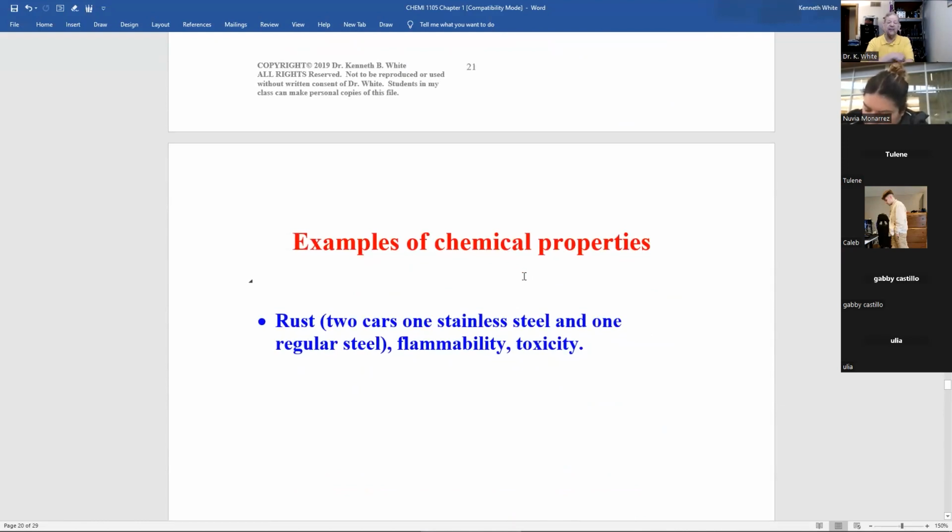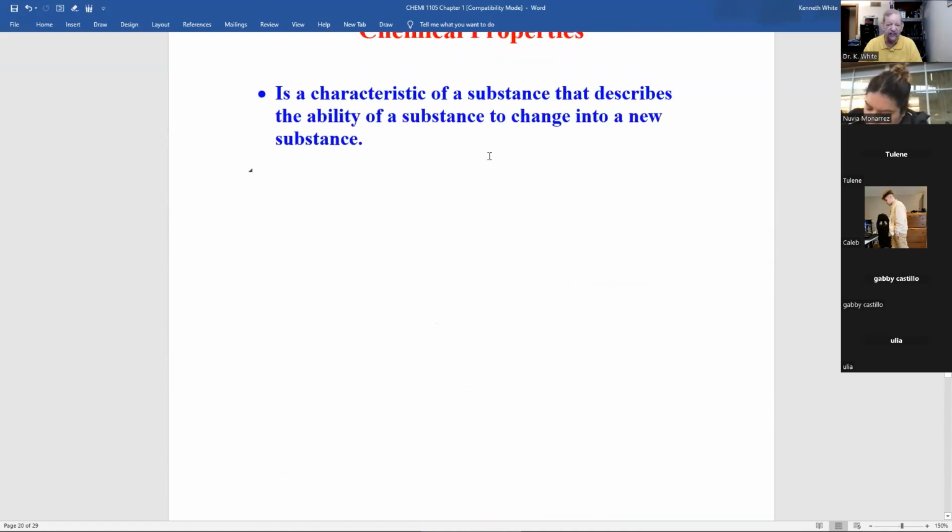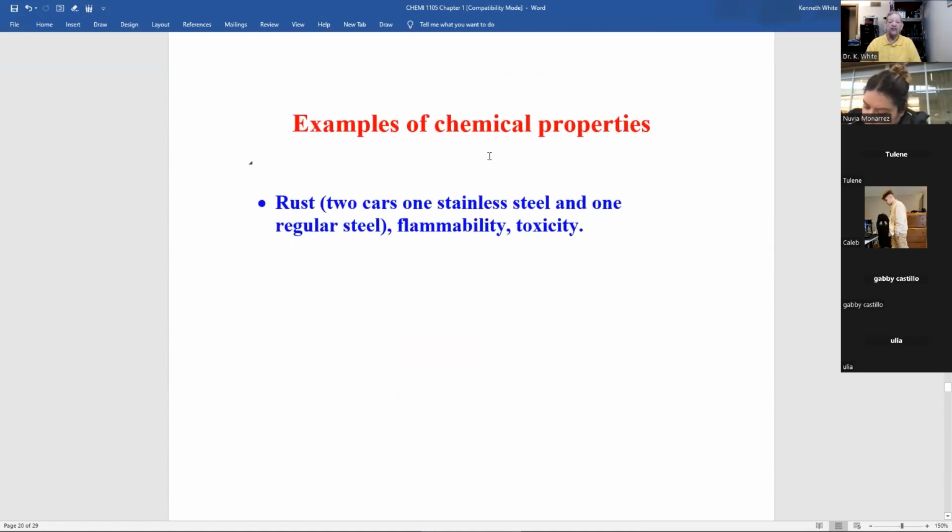Now, examples of chemical properties, and this illustrates the ability of a substance to change into a new substance, is iron in a car can rust. Regular steel can rust. That's why they put the paint job called a coating on your car to stop that. Now, if you're old enough to remember the DeLorean, which was made of stainless steel, and stainless steel does not rust. By the way, that's the car in Back to the Future, all three movies that it was in. Now, another example of a chemical property is flammability.